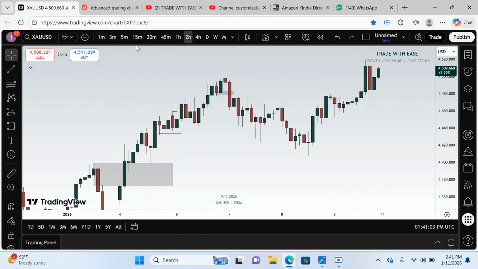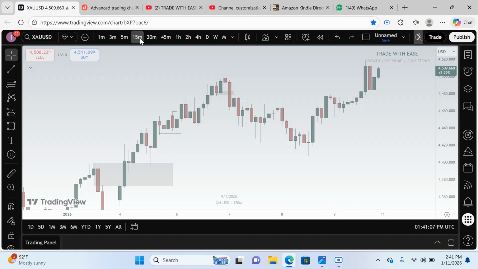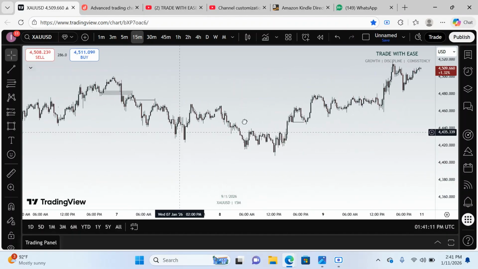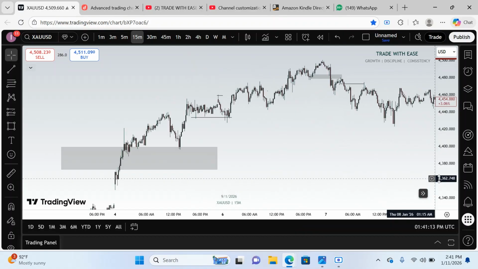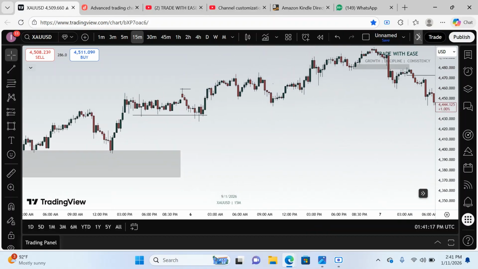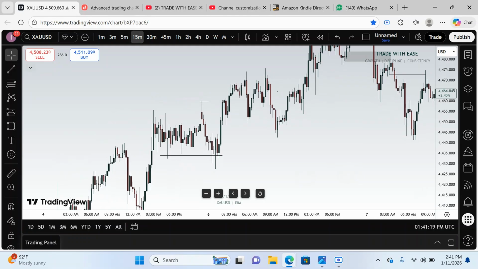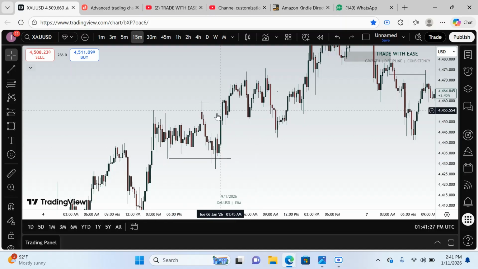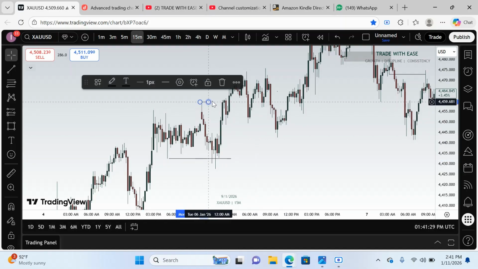So immediately if you go on your 15 minute, or let's try 15 minutes, on 15 minutes we can see it clearly. We can see clearly that there's a sweep of liquidity right here, and there's a break of structure, right? There's a break of structure.